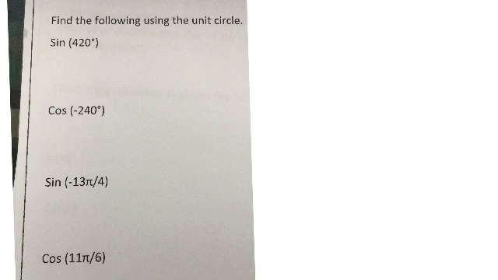So the first one, it asked me to find sine of 420 degrees. If I were going to work that problem out, I know that is more than a full rotation. I know 360 is all the way around. So I would find another terminal angle with 420. You could do 420 minus 360, and you get the same thing as sine of 60. So sine of 420 is the same thing as sine of 60.